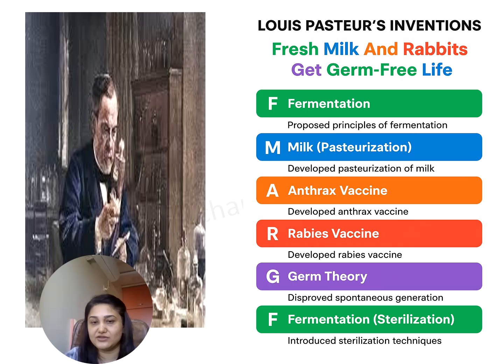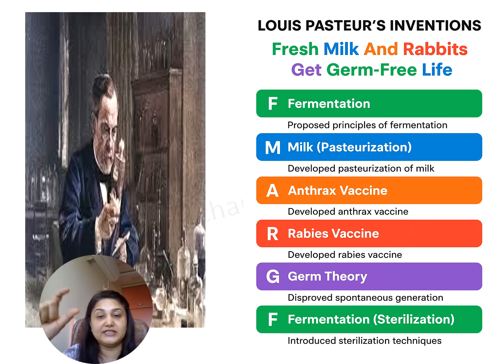So Sir Louis Pasteur invented various things. How can you remember? Fresh milk and rabbits get germ-free life. F, that is fresh, for fermentation. He proposed the principle of fermentation. M for milk: pasteurization of milk was discovered and developed by him. The word develop is better than discover. Then he developed the anthrax vaccine. Remember, the anthrax bacilli was discovered by Robert Koch, but the anthrax vaccine was developed by Louis Pasteur.